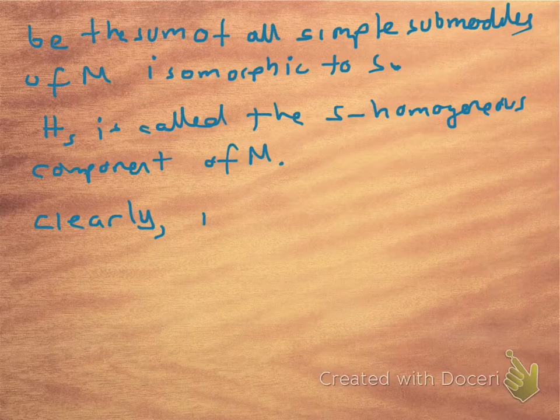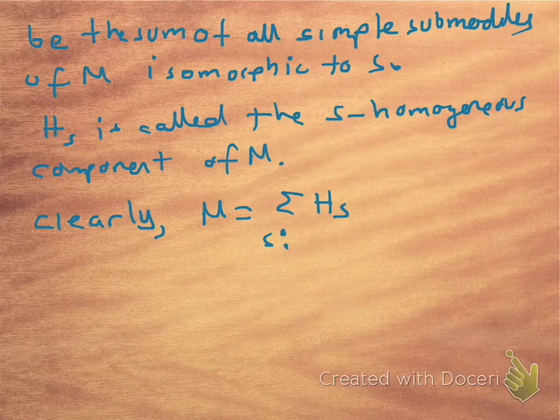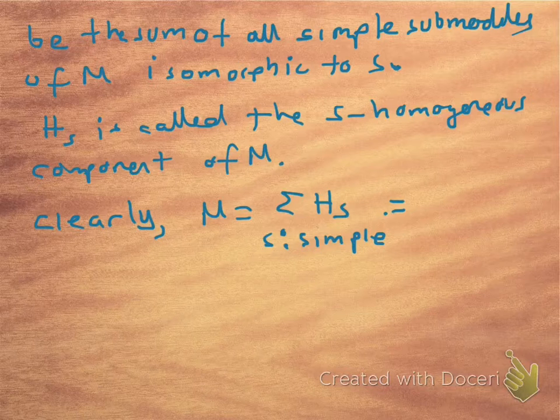One thing is clear, namely that M is a sum of its homogeneous components, where S ranges over any simple modules that you can think of. If S doesn't have a copy inside M, then Hs will simply be 0. So this sum is meaningful. In fact, because of what we just said in the previous slide, this is a direct sum.